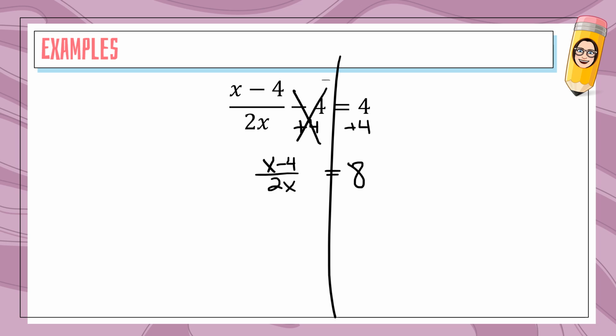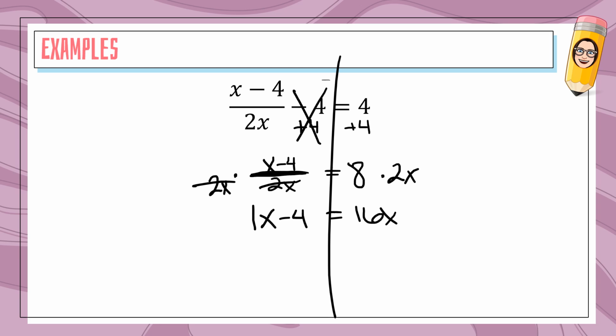Okay. Now the fraction bar is a big problem. It's a huge entire divide by 2x. So I'm going to times by 2x. Opposites cancel. And on the right side, 16x. All right. Now this looks a little more normal, right?